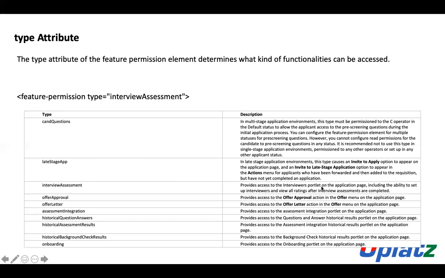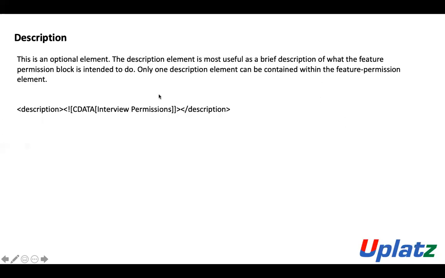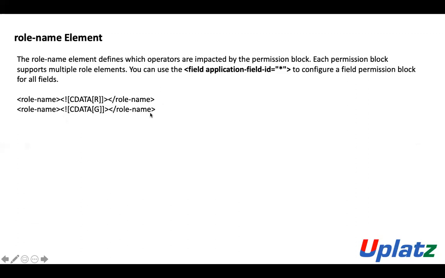Here you can see that it provides access to the interview portal and the ability to set up interviews and view the ratings. Now we have been allowing them to perform the operation of an interview assessment, and that's the reason they have interview permissions being granted under the description. And the role element. As we see, now you might have a good understanding of what the role is and what the role field application field ID refers to. Role name defines which operators are impacted by the permission block. So who has actually been granted: the recruiter has been granted, and the general hire is going to be granted. Each permission block can be supported by multiple roles.